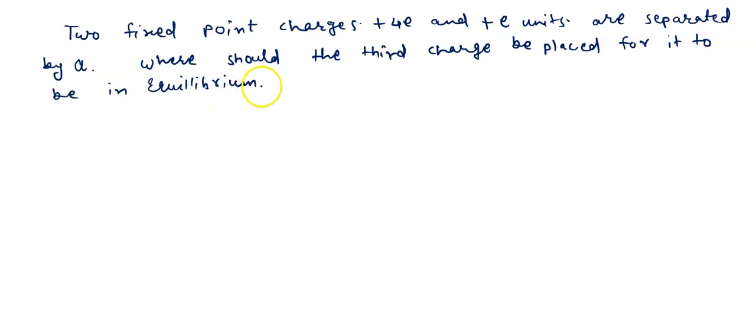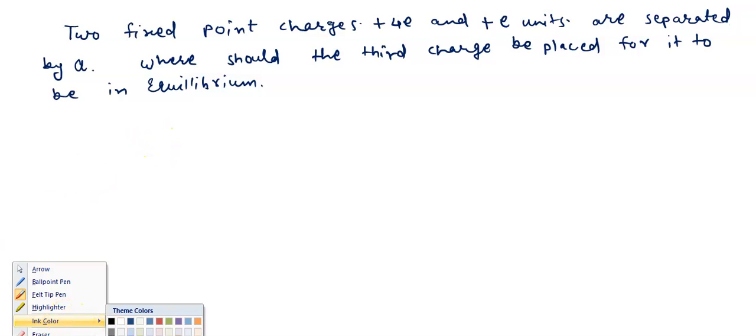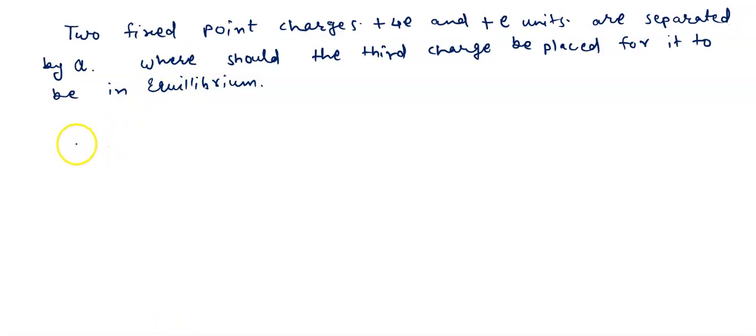Equilibrium. Okay, so this is the question now. We have to keep the third charge. Of course, this third charge is not mentioned, so we have to assume something. Let it be Q or something, and then you have to actually find out. We have given two charges: one is plus 4E and the other one is plus E.